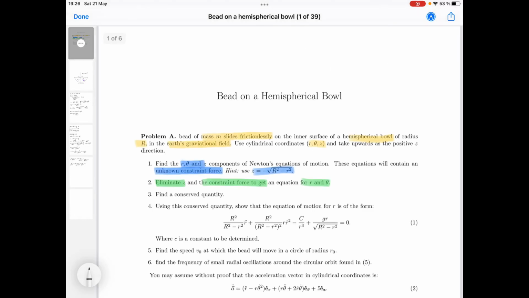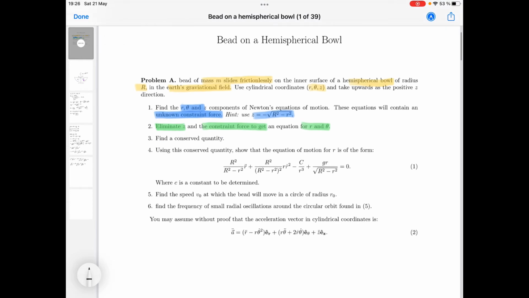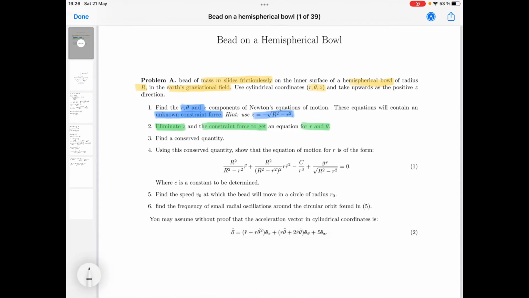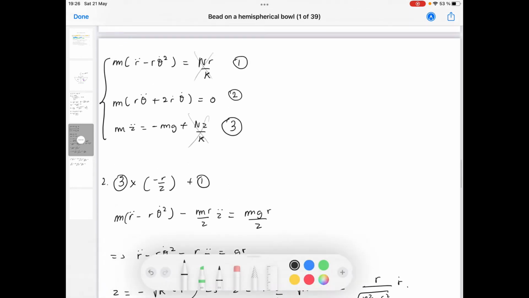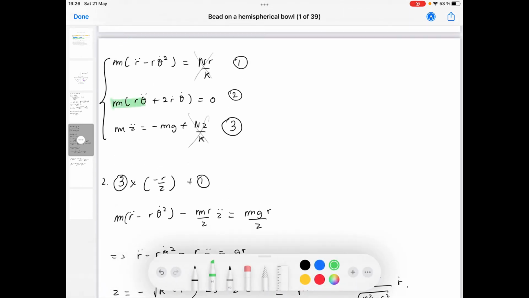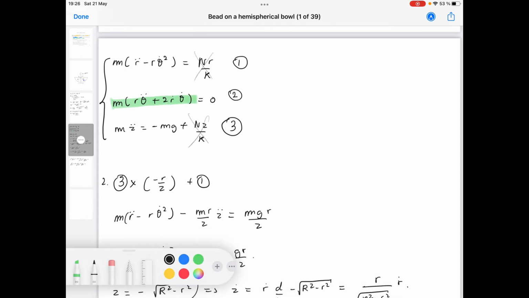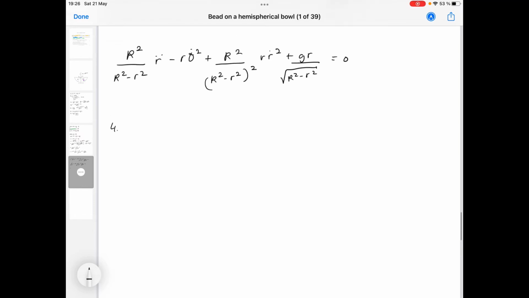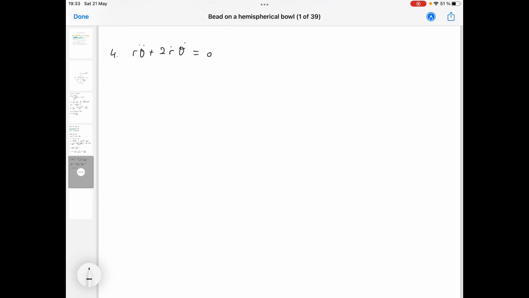Good. Now, in the third question, we're asked to find a conserved quantity. And if we look at the equations of motion that we have, I think it was on this page, we have that the equation of motion for theta is just this equals 0. So let me rewrite that. So question 4, we have that r theta double dot plus 2 r dot theta dot equals 0.